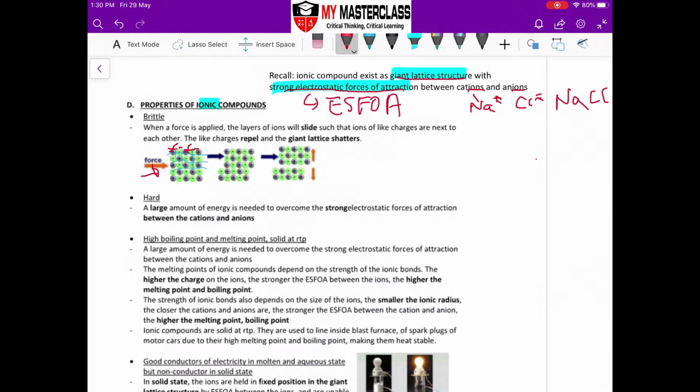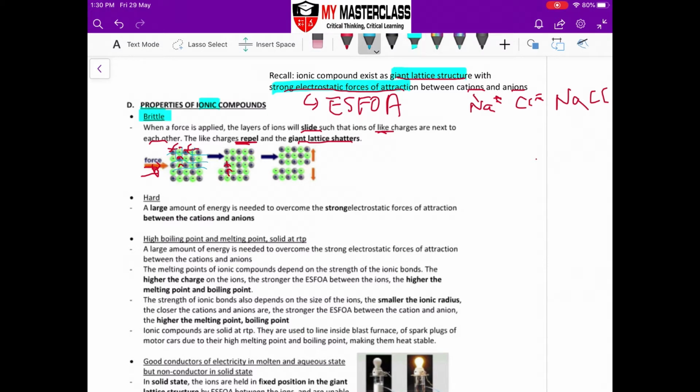With this structure, when I apply a force, the layers will slide such that like charges are next to each other. So when I apply a force this way, the layers slide. My plus, which was attracting the minus, is now repelling the plus. My minus is on top of the minus and there's a repulsion. The like charges will repel and the giant lattice structure will shatter. This explains why ionic compounds are brittle.